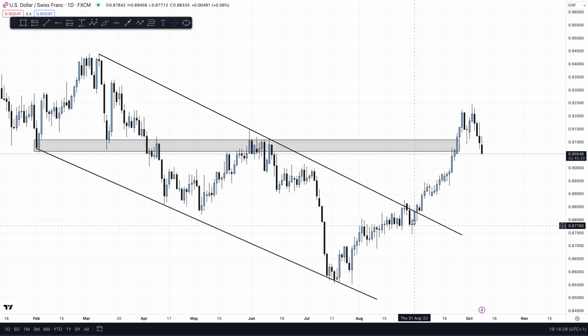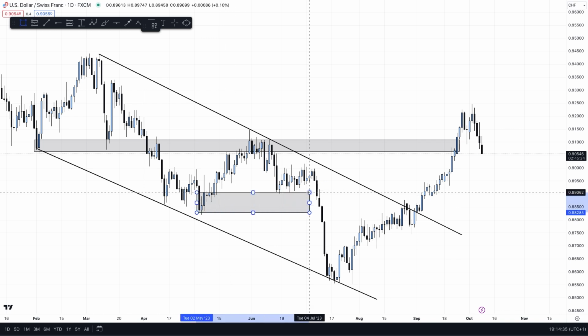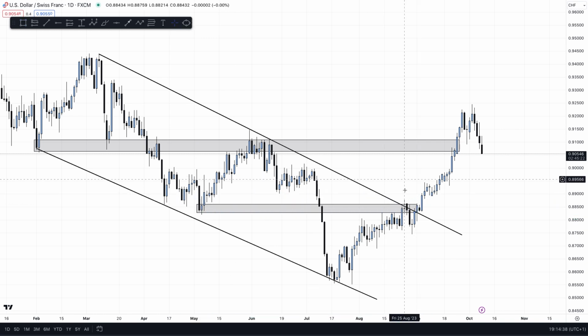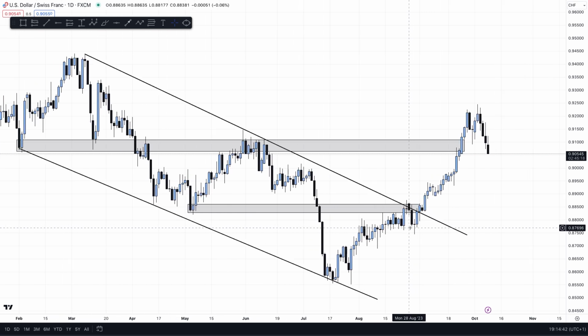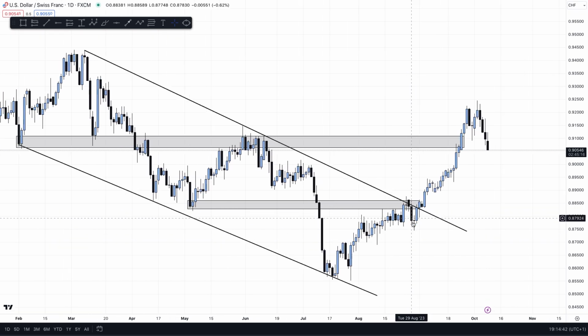And then we're waiting for that move to the downside. And as you can see, what happened is price actually retested this previous level of support over here. If I drag that across, we actually retested it here. And we can see how sellers did try to step in.